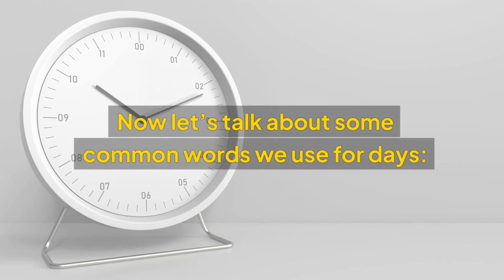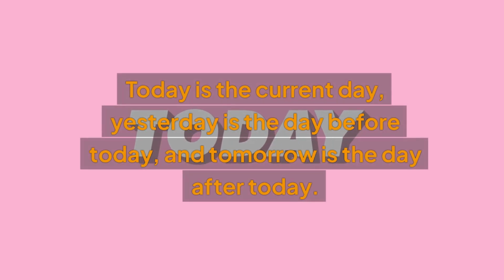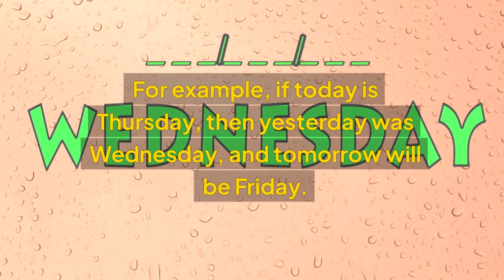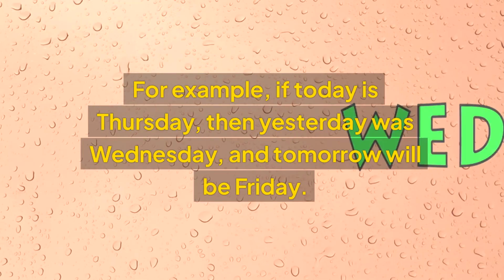Now let's talk about some common words we use for days. Today is the current day, yesterday is the day before today, and tomorrow is the day after today. For example, if today is Thursday, then yesterday was Wednesday, and tomorrow will be Friday.